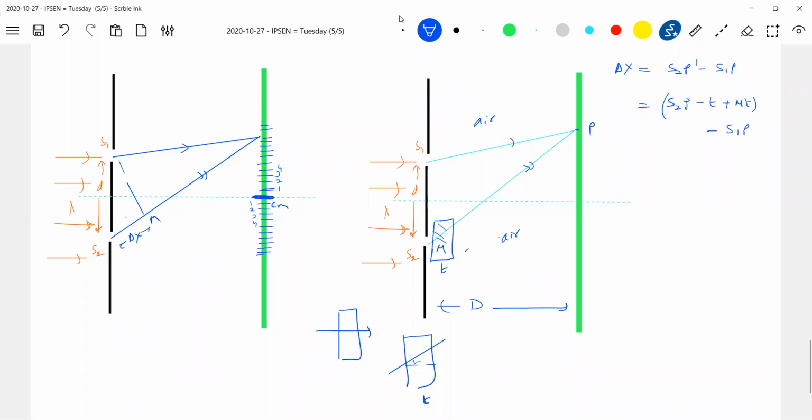Minus this will be S1P. So you write S2P minus S1P plus (mu minus 1) into t. This is the net path difference. So what is delta x? You know it directly. We used to bring it like this, no? The same thing you're going to write here: delta x equals y d by capital D.